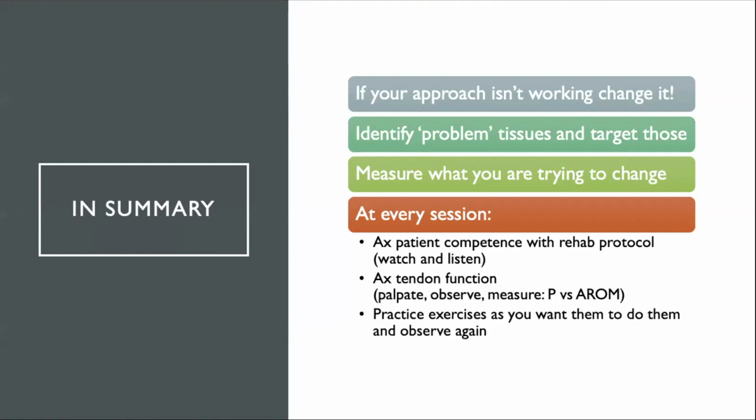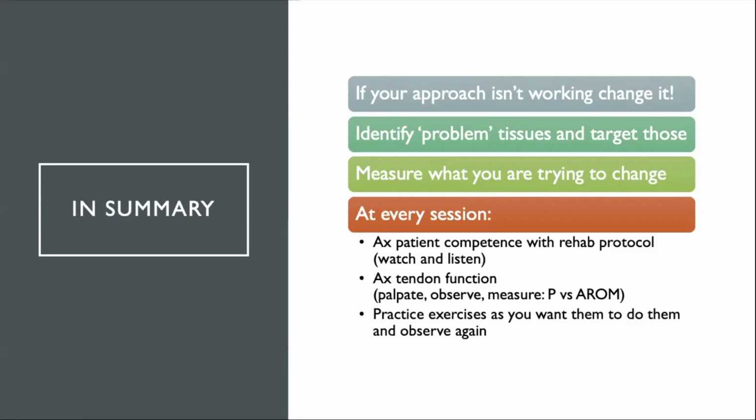And at every session, assess both the patient competence with their rehab protocol. So starting from your very first session after you've taught them their exercises, watch and listen to how they do it themselves, and polish up their own technique before they go back home and do those exercises again themselves. It's important that we also assess tendon function and make sure we palpate, observe, and measure what their passive range of motion versus their active range of motion is. Obviously, the passive is later in the rehab process. And practice your exercises in therapy as you want them to do them, and observe them again, over and over again. Can't emphasize how important that is.